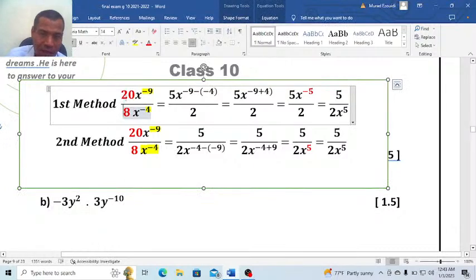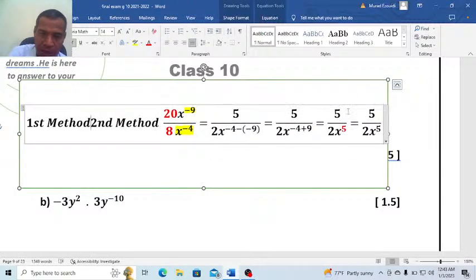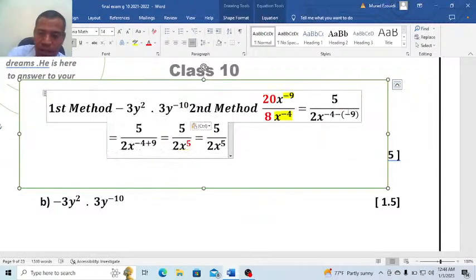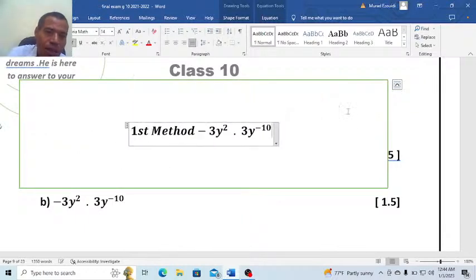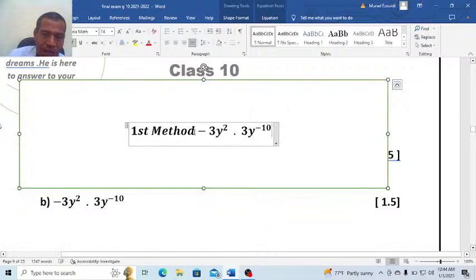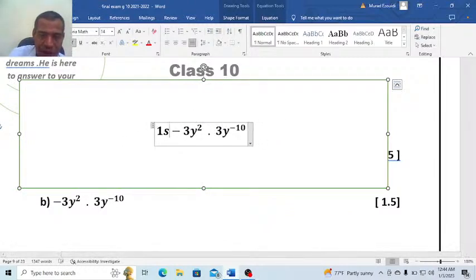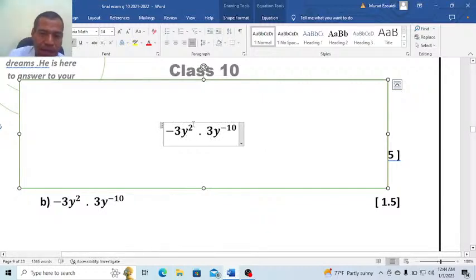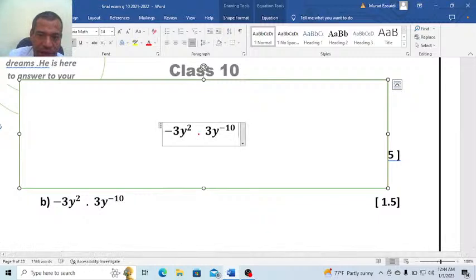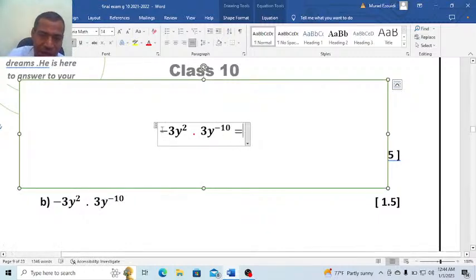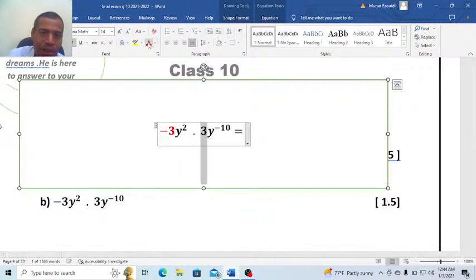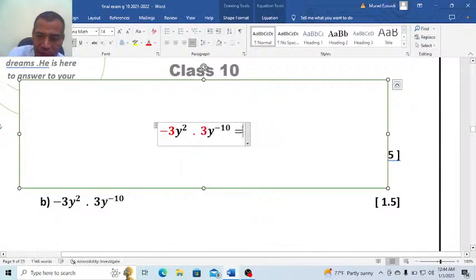I will erase all of this, no need. Okay, look here, to simplify this expression, first of all check if you have the same base and if the sign is multiplication or division. Then let's see the techniques. First of all, this one, learners, is equal to negative 3 multiplied by 3, which is negative 9. Therefore this one is negative 9.